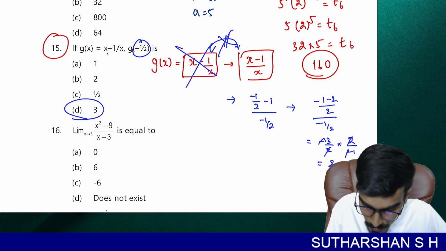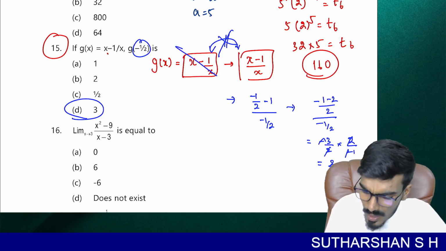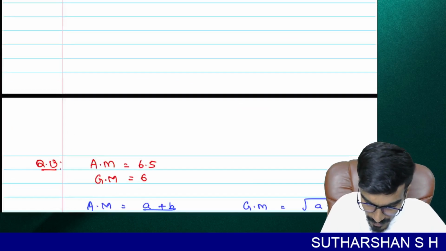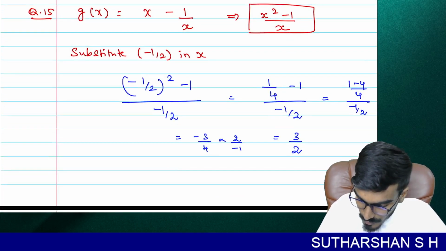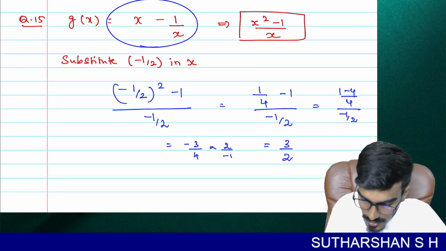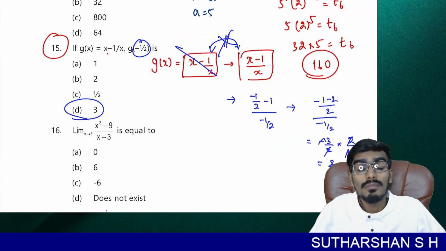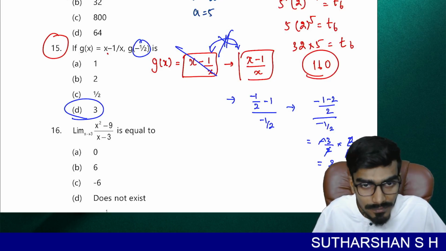If you are assuming this, you will never get an answer. That's a different story, I have written it over here. See question number 15. If you assume like this, you will get an answer 3 by 2, which is never there in your options. Don't come and blame me, sir, option is 3 by 2, sir. No, it's not there. Okay.